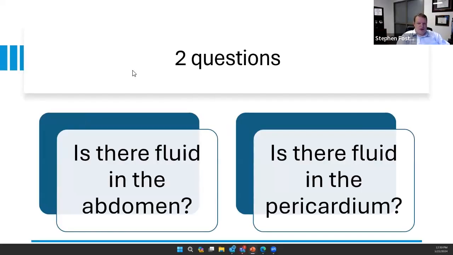So the 2 primary questions that you're going to ask is: is there fluid in the abdomen or pelvis? And is there fluid in the pericardium? That is the only thing we care about in the scans. Everything else is secondary to those two questions.